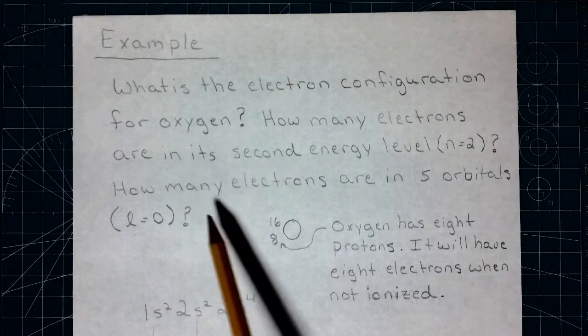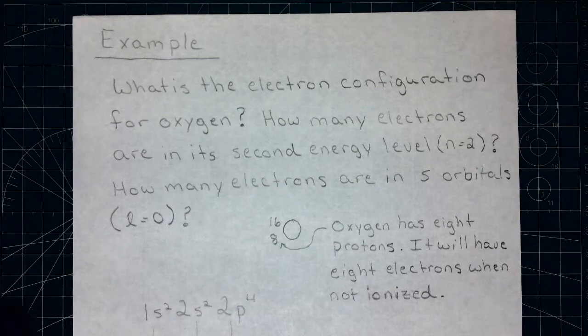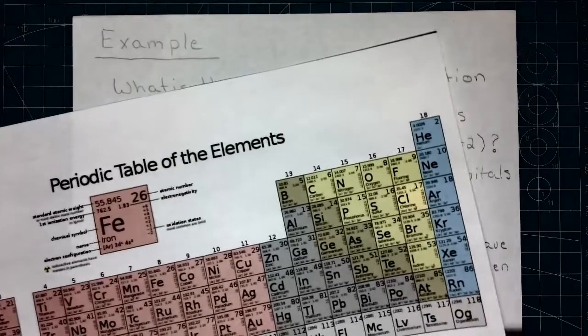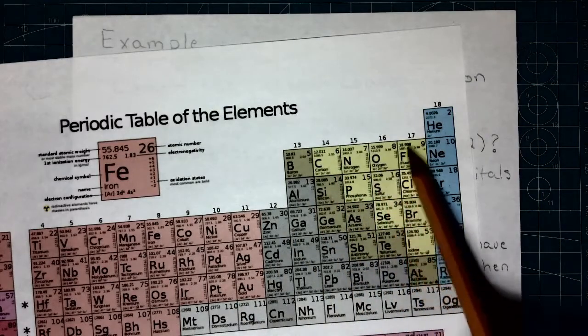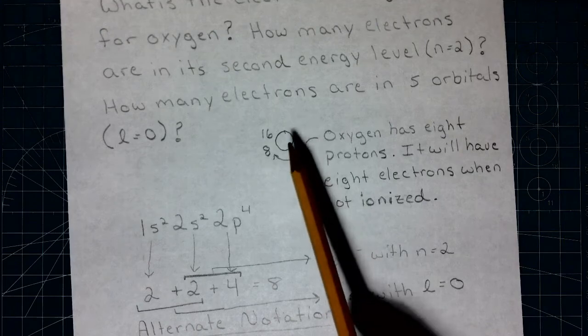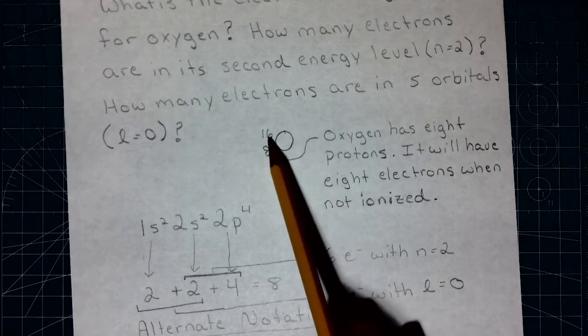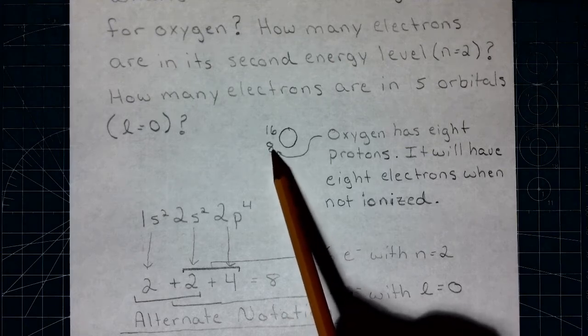So the first question we need to answer is how many electrons are there in oxygen? If I take out my periodic table and I go and look up oxygen here, I'm going to find that it has a chemical symbol that looks like this. It has a mass of 16 and an atomic number of 8.